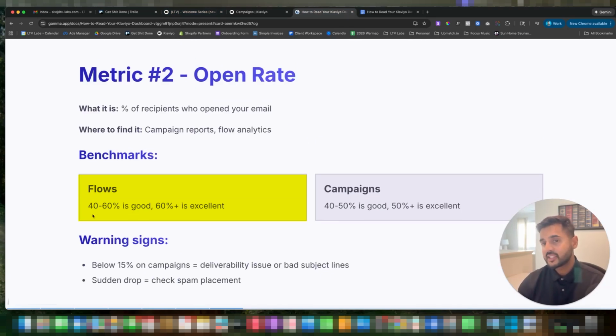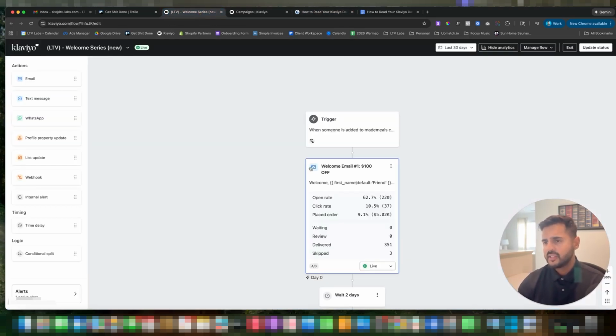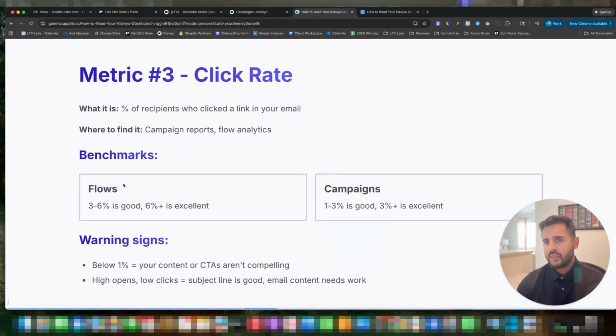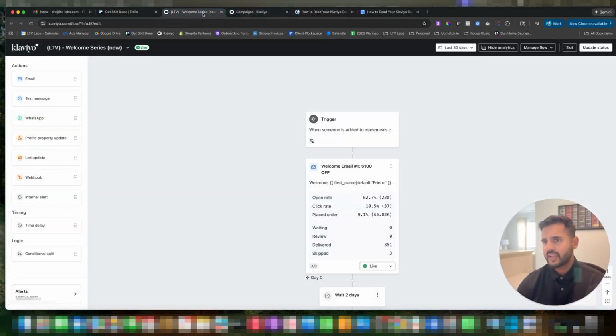So 40 to 60% on the flows is considered good. Take into account this first welcome email here. We're seeing a 62% open rate, which is considered excellent in terms of open rate. And then going back into the click rate, 3 to 6% is considered good, and 6% is considered excellent. So if we go back into this flow, we're seeing a 10.5% click rate. So that's considered excellent in terms of the flows.